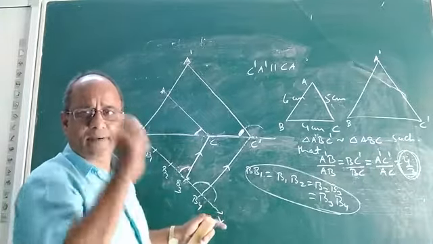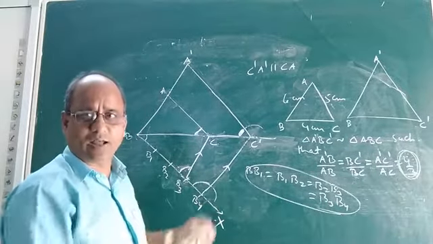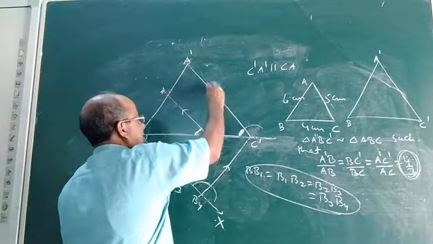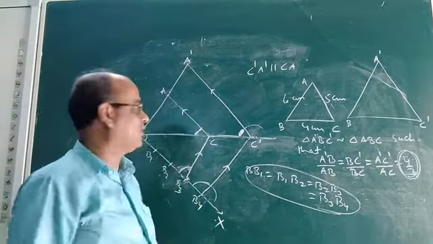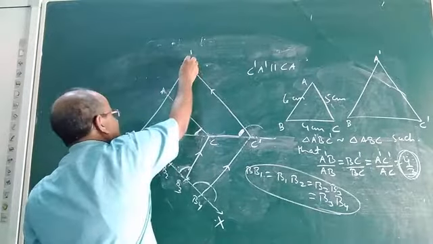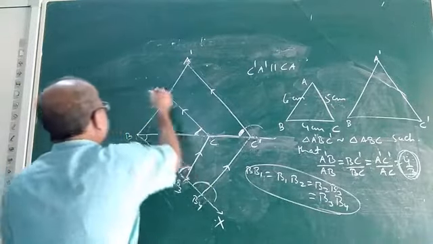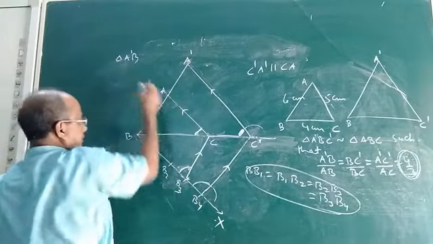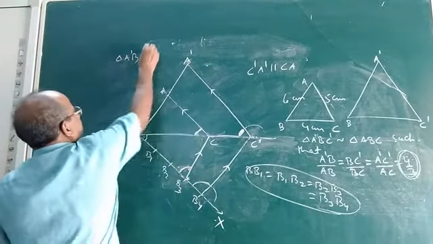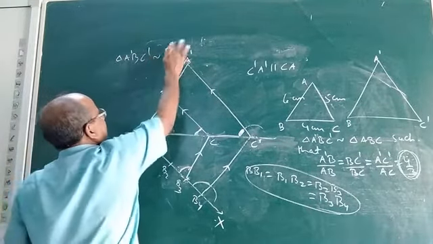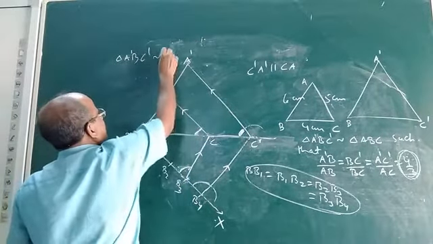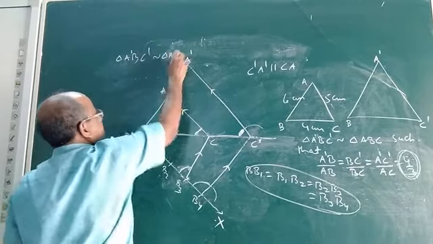And you know, if a pair of corresponding angles is the same, then the two lines are what? Parallel. So no doubt, this line and this line will be parallel. Now this triangle A dash B C dash will be similar to triangle ABC. Why?